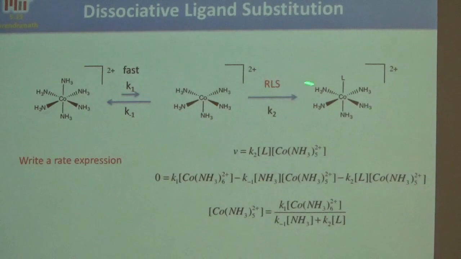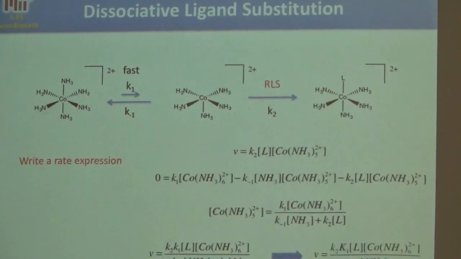And if we substitute this into this overall expression, we get what seems like a little bit more hairy or complicated rate expression, but it really isn't that complicated. What we now get is K1 times K2 times the concentration of L times now the starting material over K minus 1 times the concentration of amine plus K2 times the concentration of L. Okay.